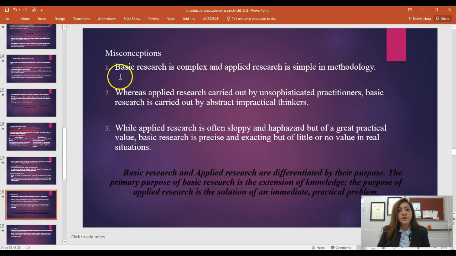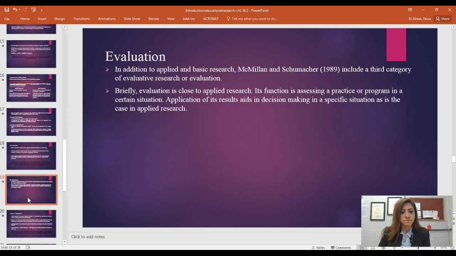Okay. Here are the misconceptions, and I just discussed this: that one is better than the other, or one is more complex than the other. This is not true. Each one has its own uniqueness in design and in results. It's just a matter of which one I want right now. That makes the difference.